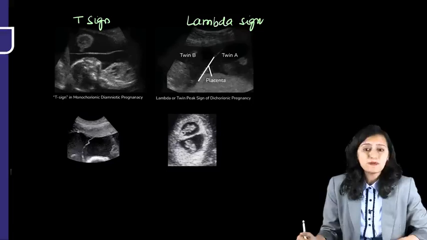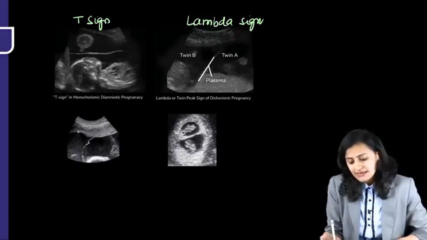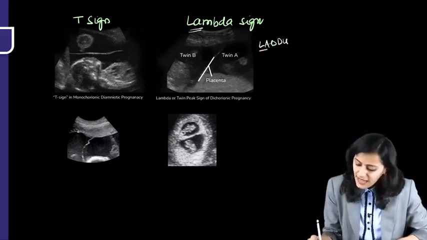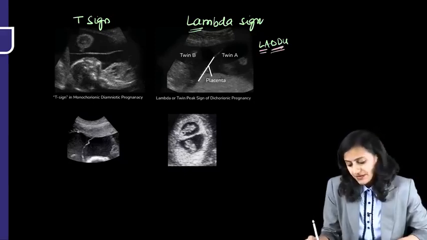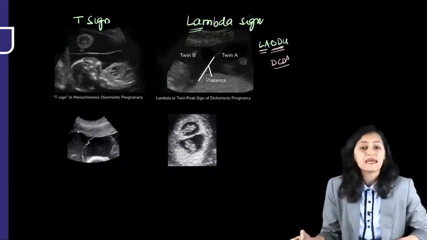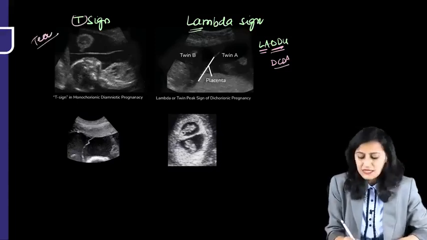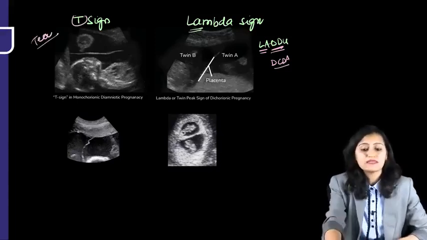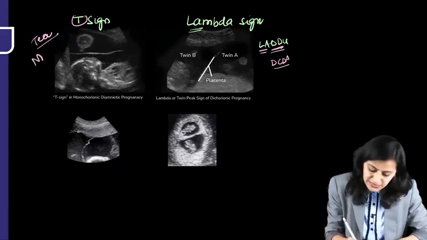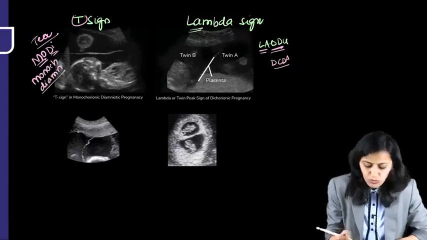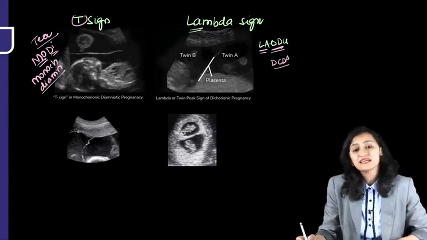Next one, in twin pregnancy, where do you see the T sign and the lambda sign? So remember the mnemonic: lambda, remember laddu. That means lambda sign is seen in DD, that is dichorionic diamniotic pregnancy. For the T sign, remember T, the most famous chai wala in our country, our respected Prime Minister Modi ji. So remember T is Modi, that is monochorionic diamniotic. Monochorionic diamniotic gives the T sign.